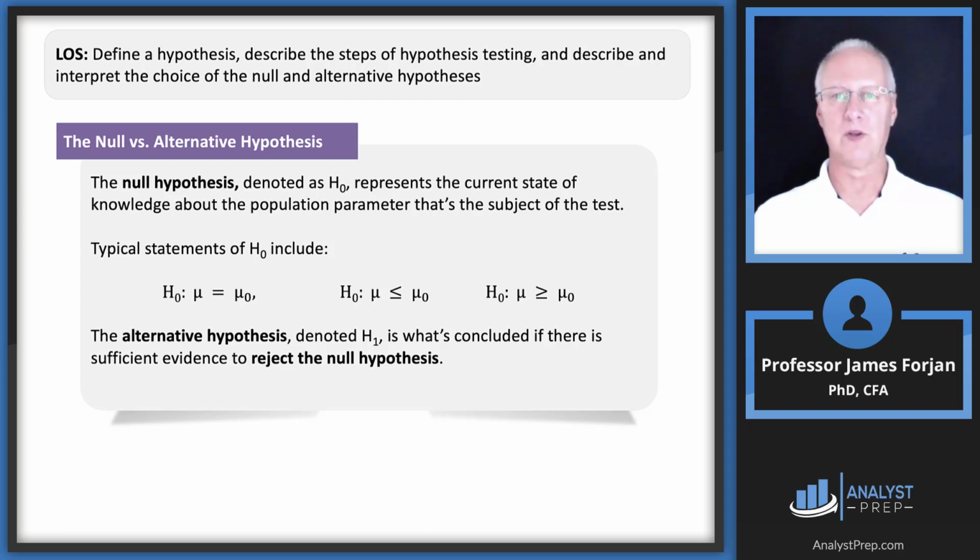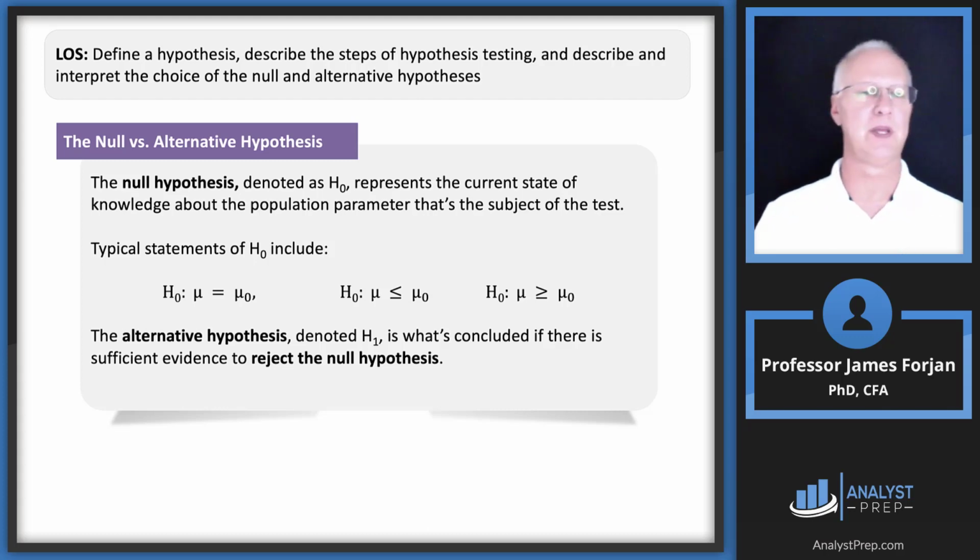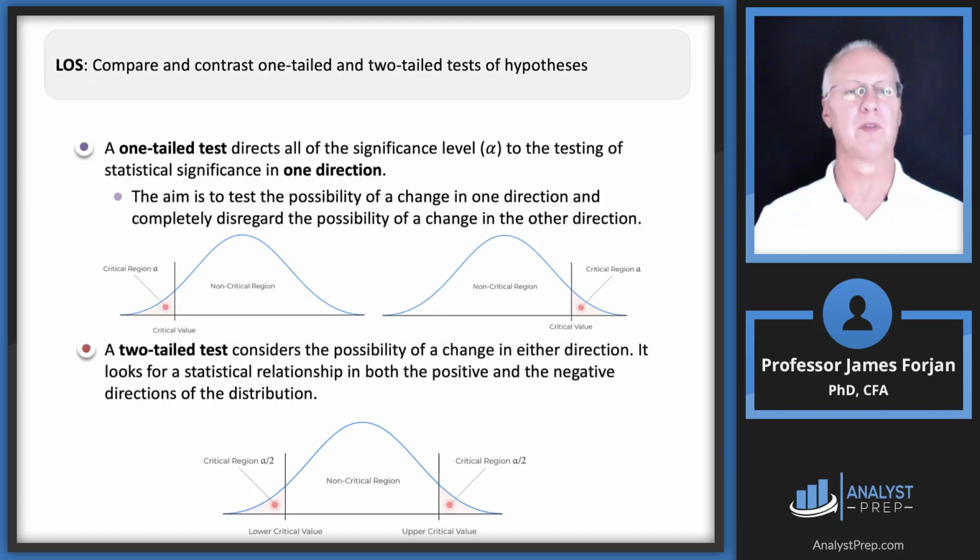And so what you do is if you reject the null hypothesis, then you go ahead and accept the alternative, which then must be true. That should make perfect sense. How about this LOS, one-tailed or two-tailed? I gave you just a little bit of a hint here on the previous slide.